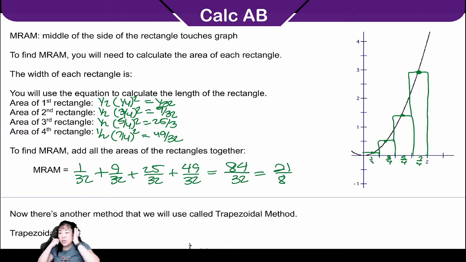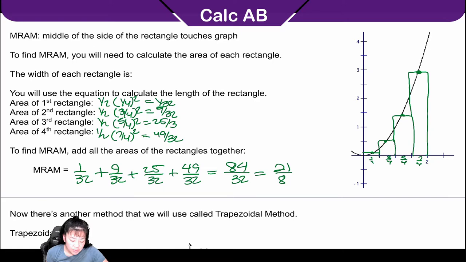So this approximation method is actually better than a LRAM or an RRAM. So MRAM is better. As you'll see, I'm getting smaller areas above the graph and smaller areas that are empty below the graph, and so we're getting closer to what the exact area is.